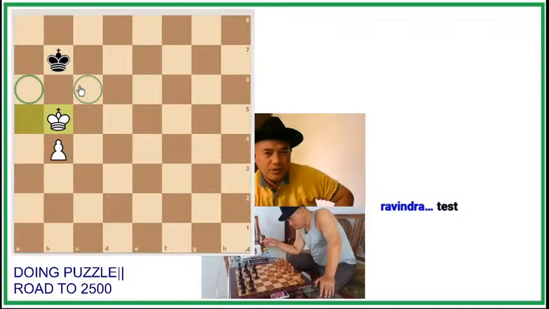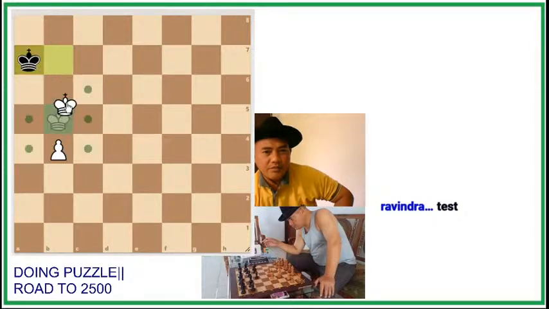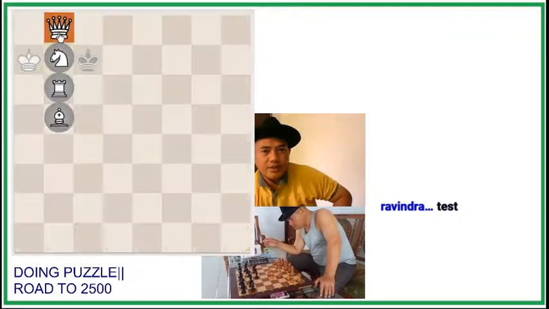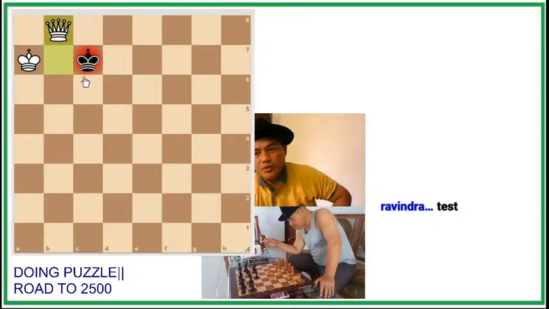So this is the key square, is 3. Then if black moves to the left or to the right, then white will get the key square. For example, he moves here, then white can move his pawn or do the opposition again, and then get that key square, and this assures the win for white. The pawn is promoting to a queen.